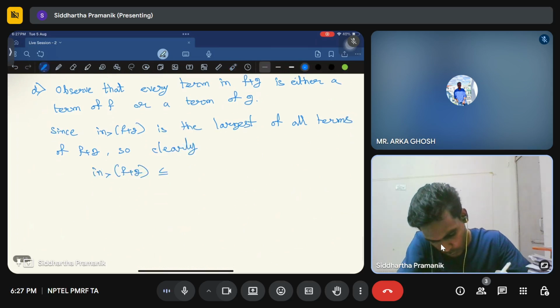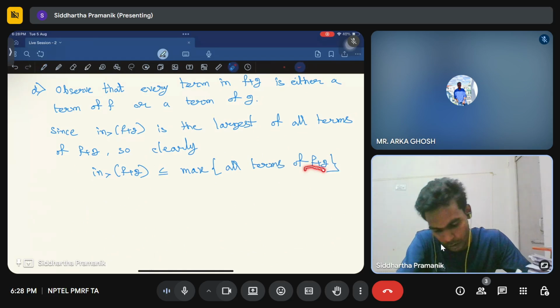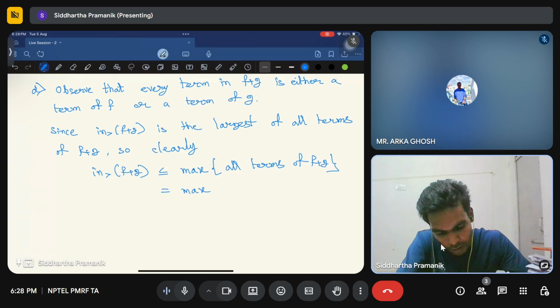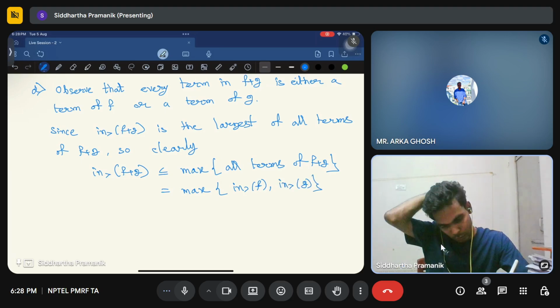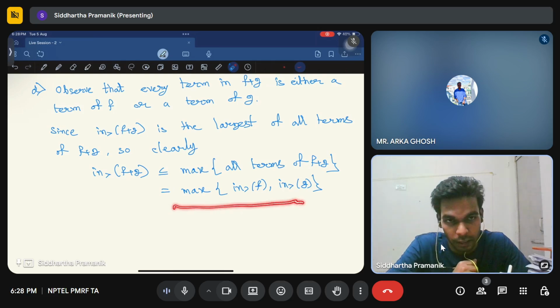So I can write it in words also. So it is the maximum of all terms of f plus g. This is basically the definition, but terms of f plus g are either terms of f or terms of g. So we can write it as, the maximum of all terms of f is initial of f, and the maximum of all terms of g is initial of g. So initial of f plus g is less than or equal to the maximum of initial of f comma initial of g.